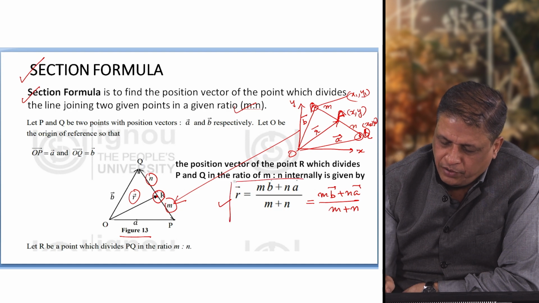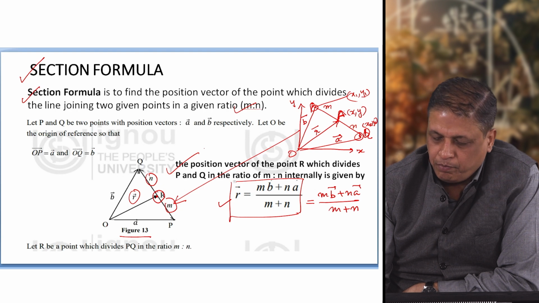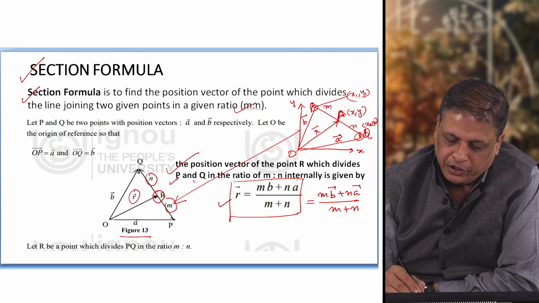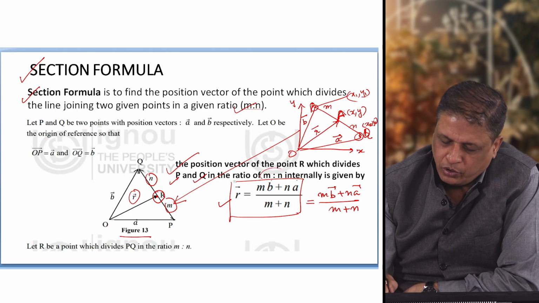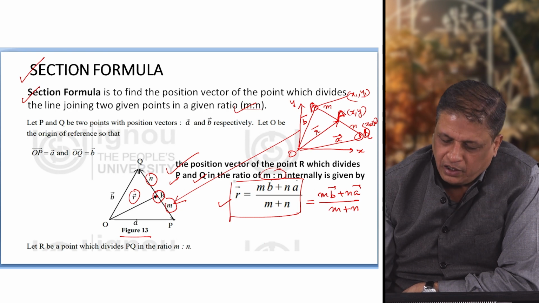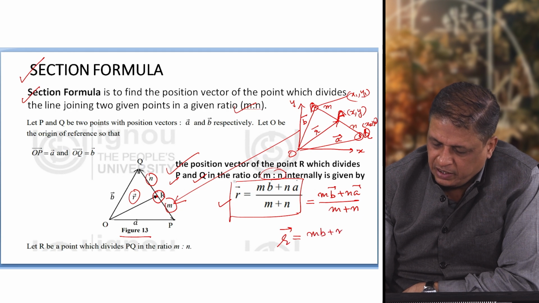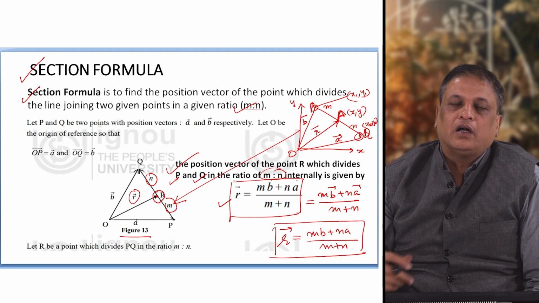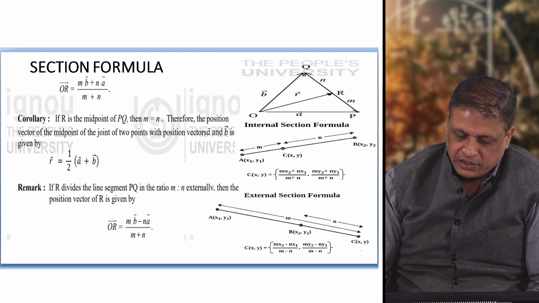So, this is the formula wherein the position vector of the point R is determined by knowing the position vectors of point P and Q, which divides into the ratio, this point A divides into the ratio m is to n. So, if there is an internal division, then the section formula is given by mb plus na upon m plus n. But there are situations wherein the division is external. So, in that case we are having the external section formula.